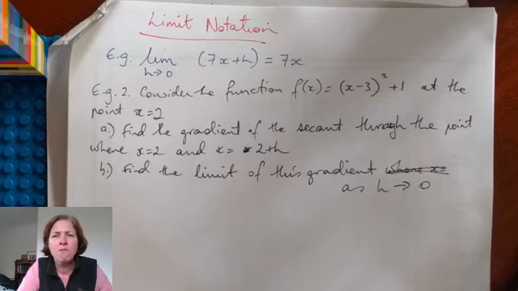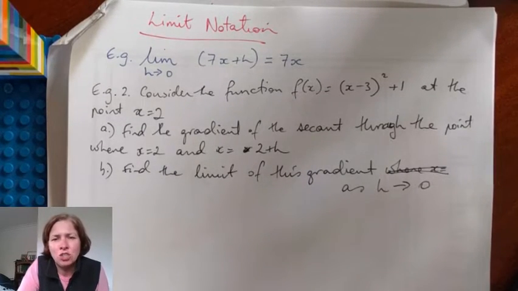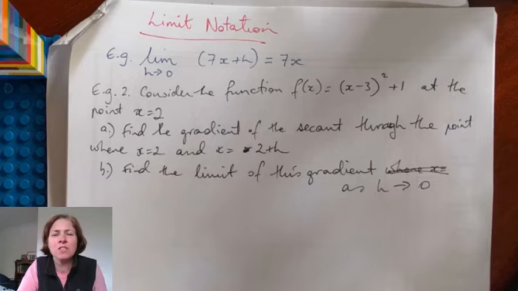Consider the function f of x equals (x minus 3) squared plus 1 at the point x equals 2. The first question is find the gradient of the secant through the point where x equals 2 and x equals 2 plus h. So I'm going to have 2 points, P and Q, and P is going to be when x is 2 and Q is going to be when x is 2 plus h, so it's just slightly to the right of where x is 2. And then my second part is to find the limit of that gradient as h approaches 0.